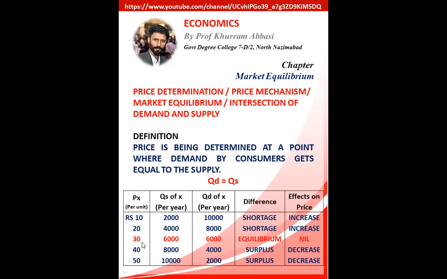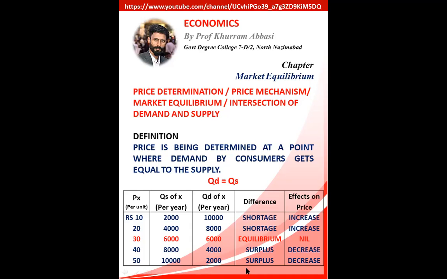But when we discuss the price above 30, for example 40 or 50, you can see the supply is 8,000 units, but the consumer has come to buy only 4,000 units. It means there is oversupply of goods. This is called surplus. Here supply is 10,000 units, but the consumer has come to buy only 2,000 units. There is oversupply of 8,000 units.